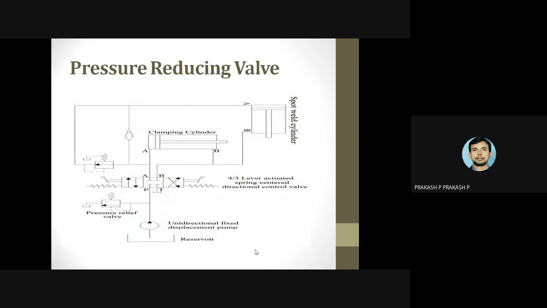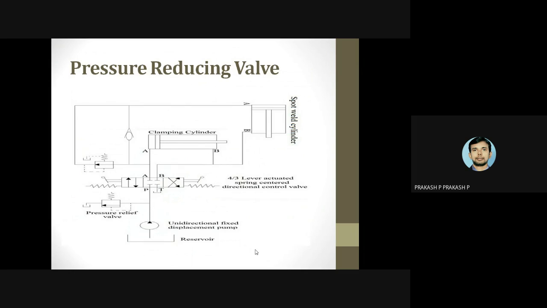Now the fluid flow happens from B to B. Whatever oil is at the rod end of the cylinder helps retract the cylinder piston, and whatever oil is at the head position of the cylinder will be passed through. It will be retracted and pass through.